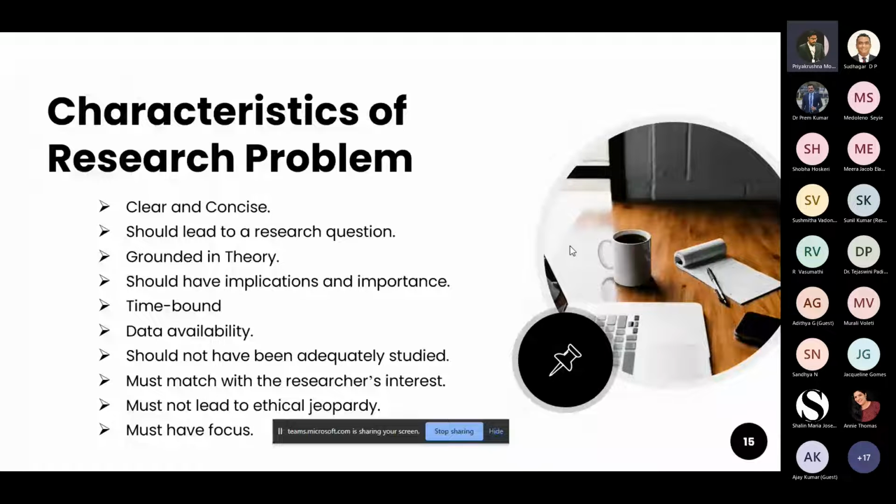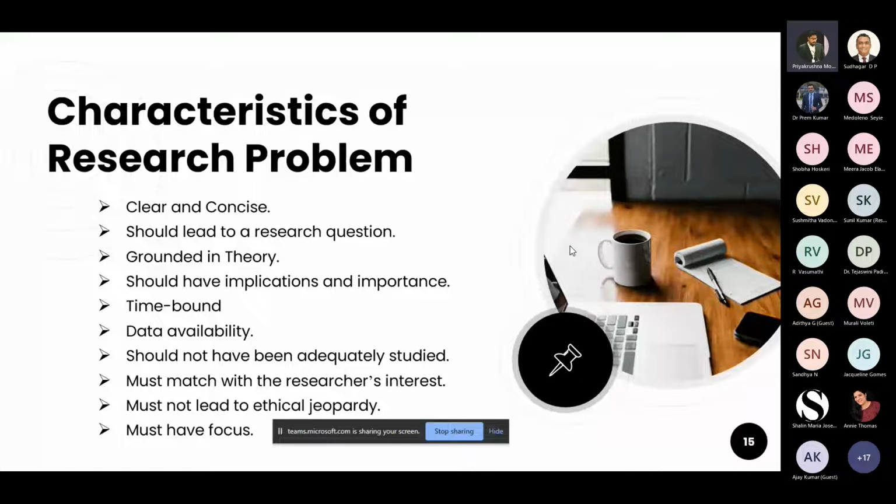So the question should not be a statement. Rather than that, there should be a proper question mark. So from a research problem, it should lead to a research question. So if there is a problem of COVID-19, it leads to the problem of the study of.